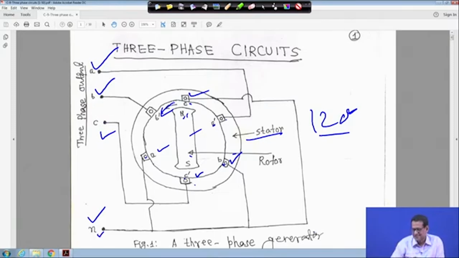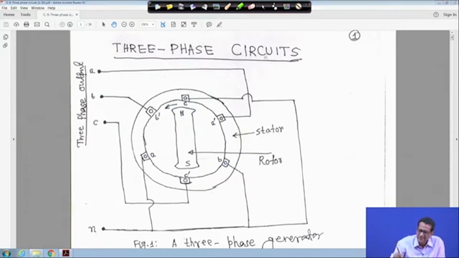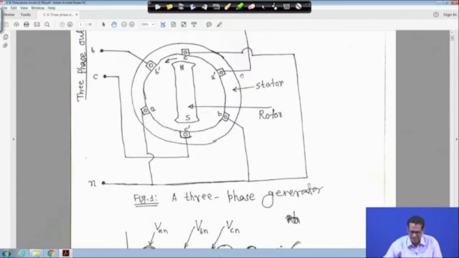So this is a three phase generator, and sometimes we call it an alternator. It is a synchronous generator. The main thing is that the philosophy is different. Just to start the three phase circuit, this rotor is a magnet, and it is revolving, and you have windings which are 120 degree apart, right? As the magnet is revolving, flux is linking these windings, so voltage will be induced, right?